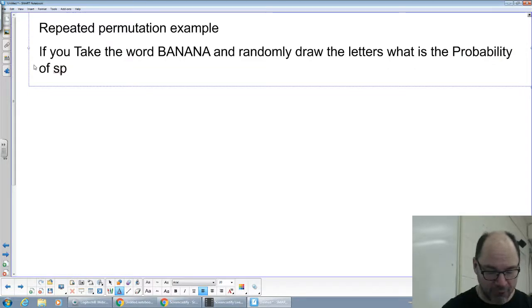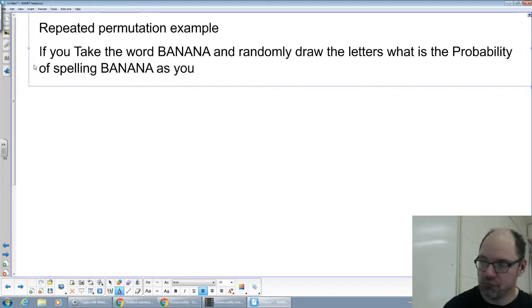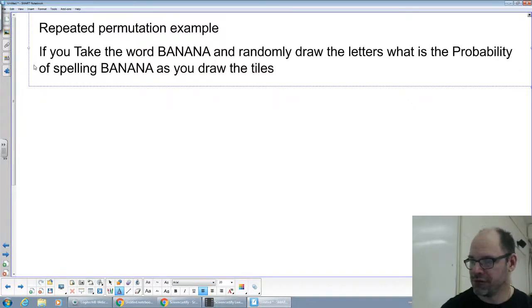Spelling banana, as you draw the tiles, let's say. This is repeated permutation. If you think about it, there's only one favorable outcome here, the word. You can't have it in any other arrangement. So that's easy to figure out.